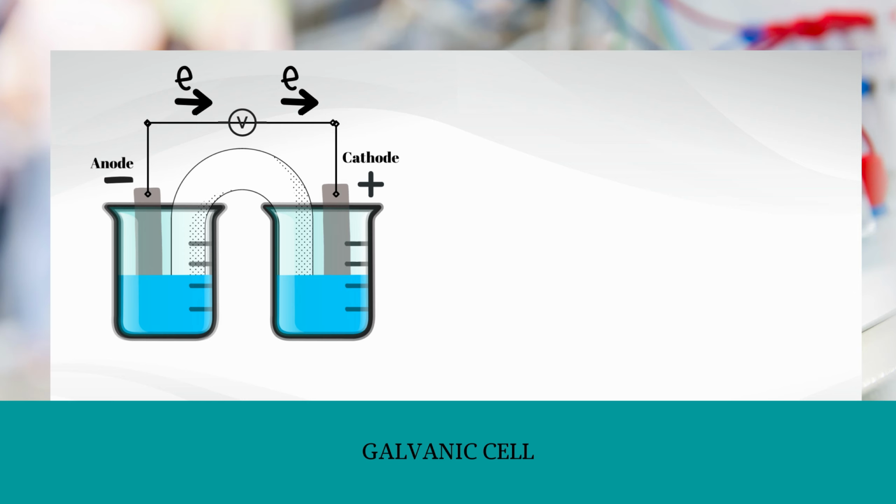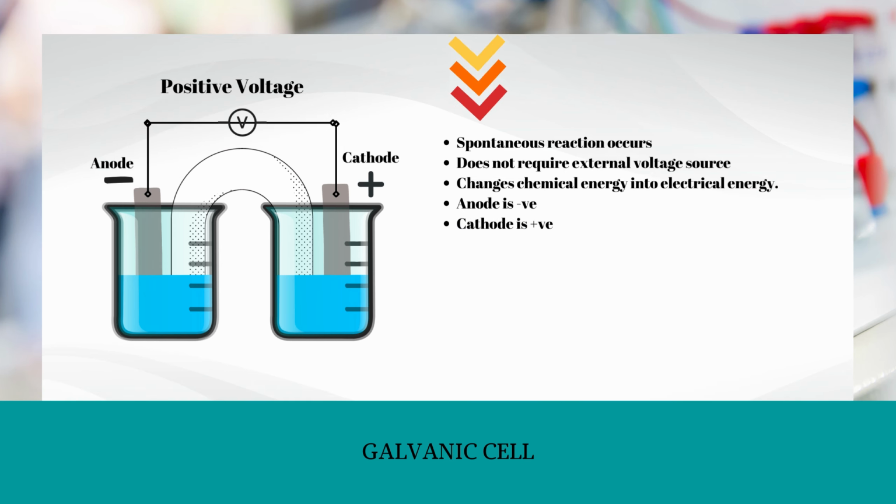The electrons in galvanic cell flow from the negative electrode to the positive electrode. That means from anode to cathode. As a summary, for the galvanic cell, spontaneous reaction occurs. It does not require an external voltage source and it changes chemical energy into electrical energy, and the anode is negative and cathode is positive.